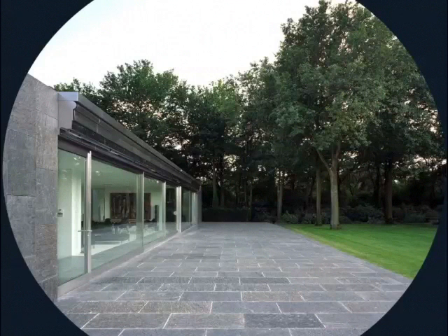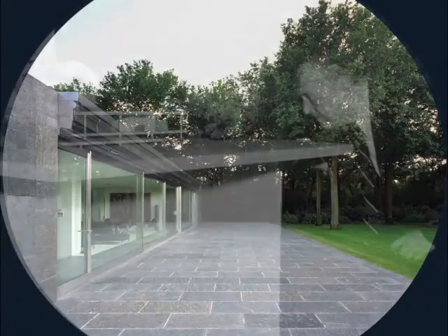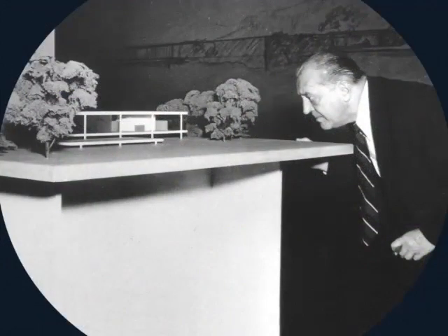Third is the connection between old and new. This is not only present as this is an addition onto an older house, but it is also present in its echoing of Mies's Farnsworth house. This is not a direct copy by any means, but it does employ many of the same techniques to achieve similar effects of connecting to the landscape and transparency.